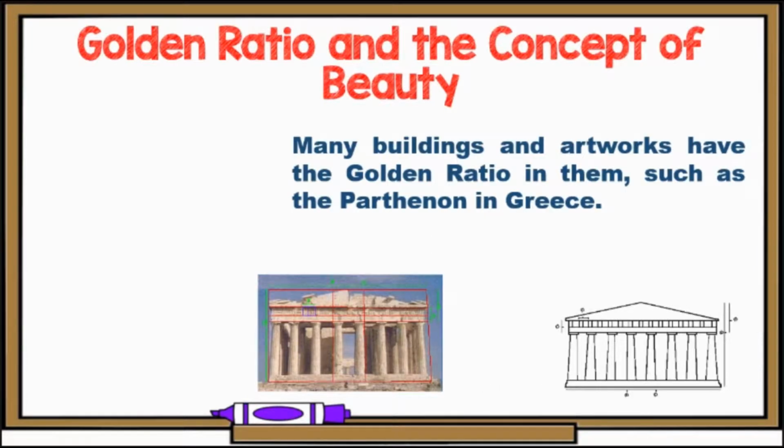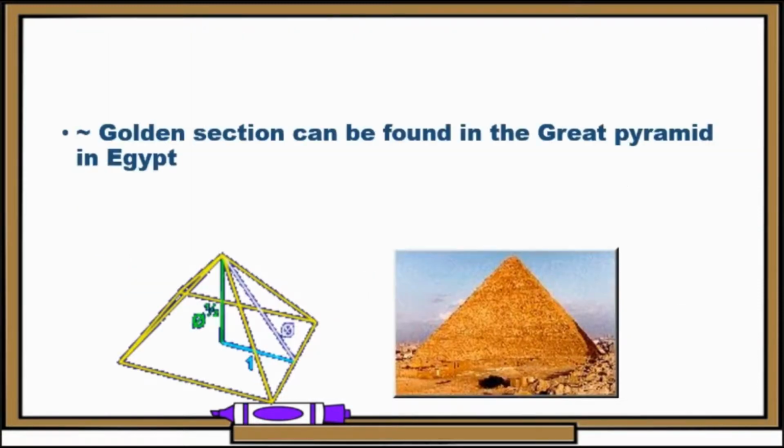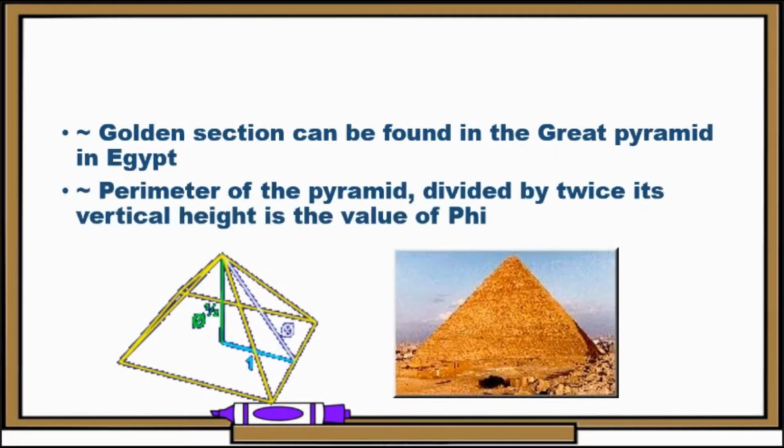Now let's talk about golden ratio and the concept of beauty. Many buildings and artworks have the golden ratio in them, such as Parthenon in Greece. So they follow the golden rectangle. The golden section can also be found in the Great Pyramid in Egypt. So the perimeter of the pyramid divided by twice its vertical height is the value of phi.